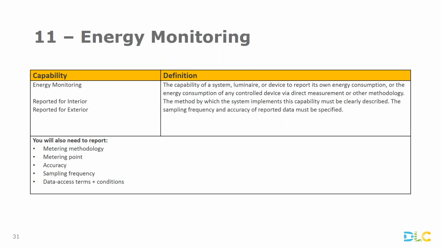Is it a lookup table? Is it actually measuring direct current and voltage somewhere? Where is it being metered? At the circuit level of all of the downstream components, or at every single point of use? What's the accuracy? What's the sampling frequency? Is it seconds? Is it hours?